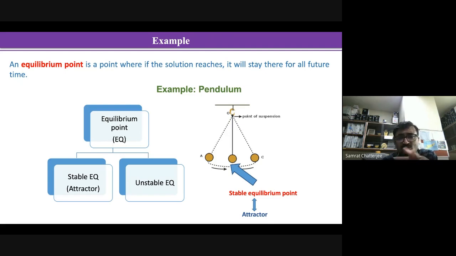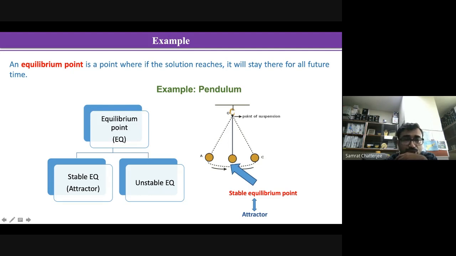Now, this is one example I normally use, because when we talk about these things, we need to understand what an equilibrium point actually is, and what a stable and unstable equilibrium point is. Those things can be mathematically well defined, but can we see it? We can see it in a lot of places, but an easy one is the pendulum. If you see this pendulum, it actually has 3 points: A, B, and C.